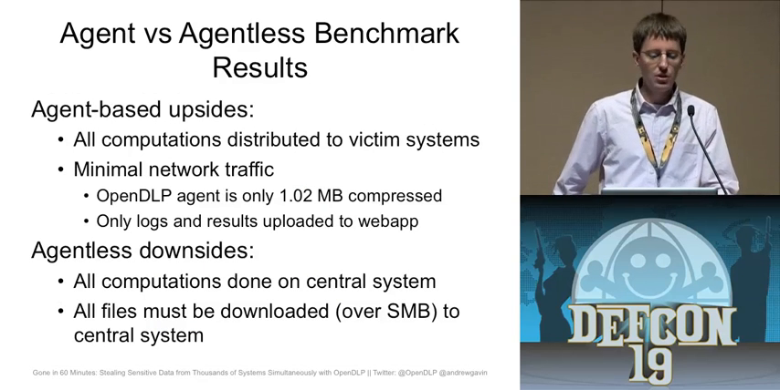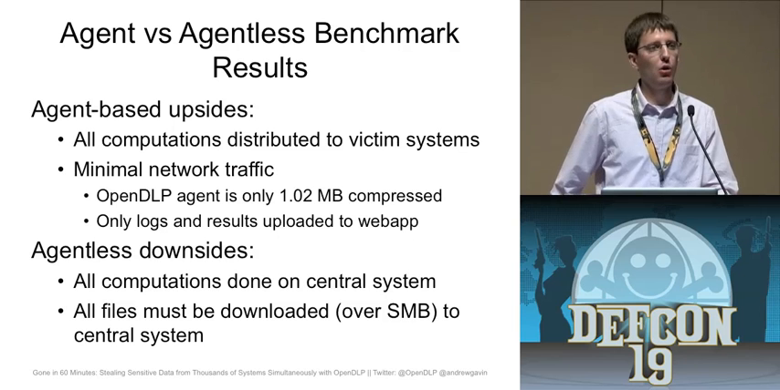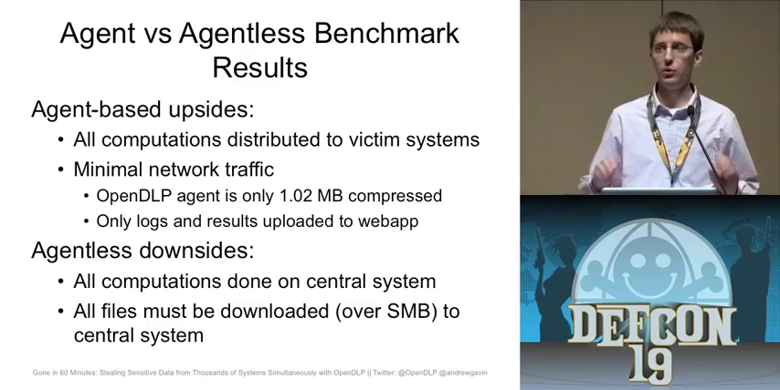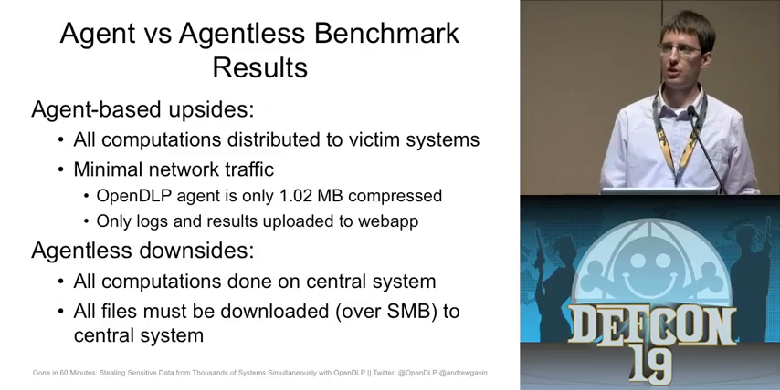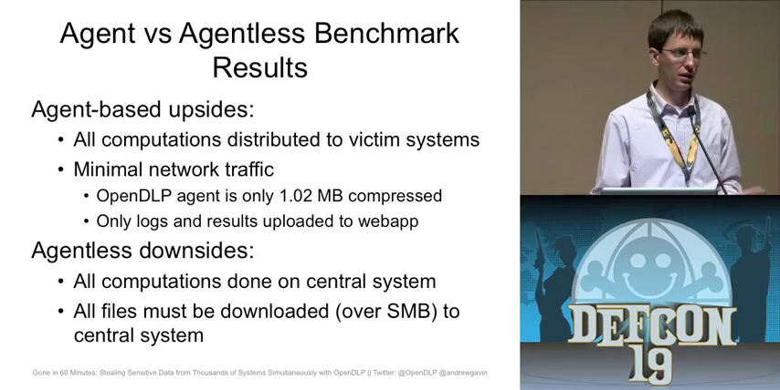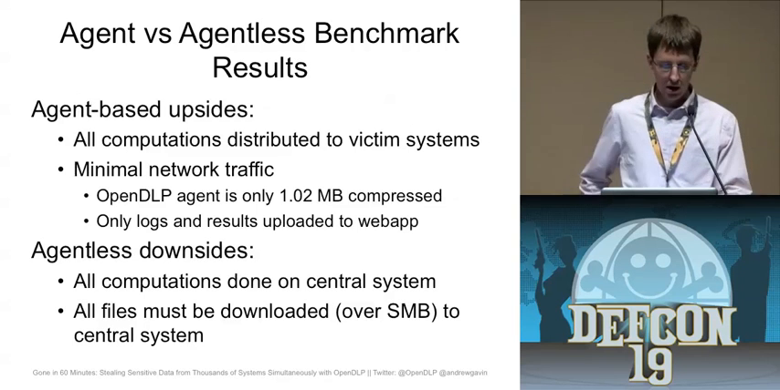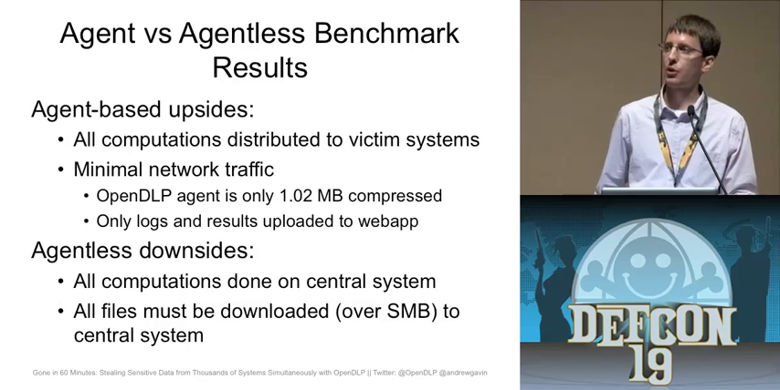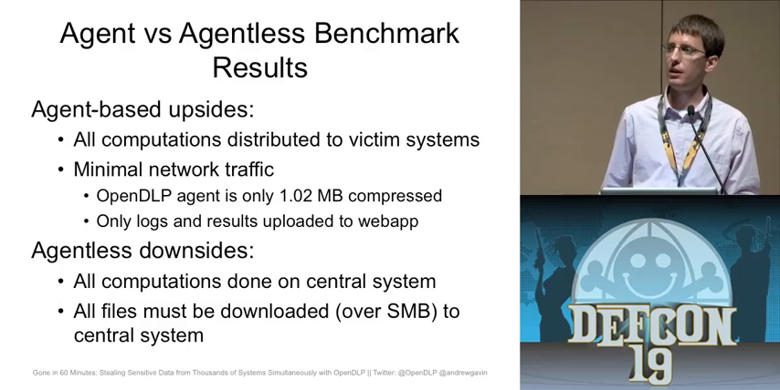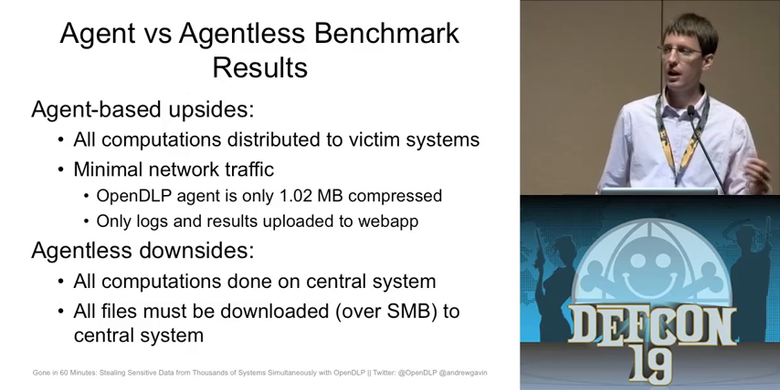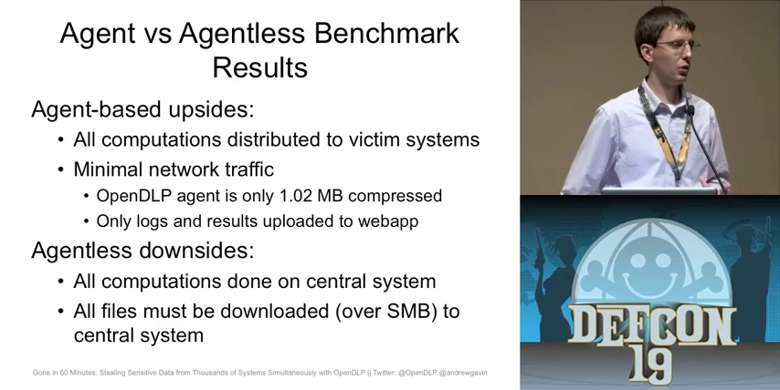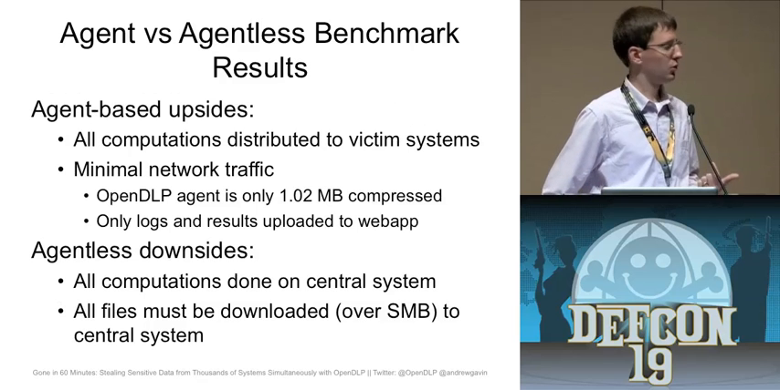The upsides to an agent-based solution are that all the computations are done on those victim systems. It's basically a distributed project. It's like SETI, but instead of searching for aliens, you're owning data. It also doesn't have much network traffic. It's only sending out about 1 meg initially with the agent, and then every so often it pings back with those results and the log files. So it's really not a whole lot of traffic.